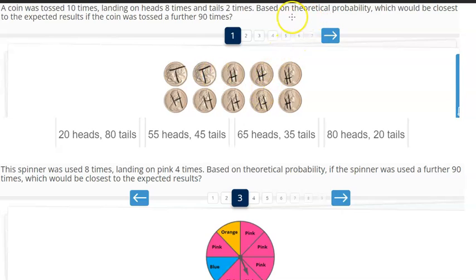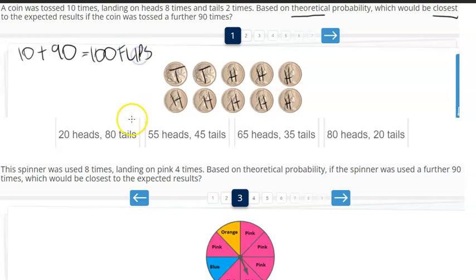So based on theoretical probability, which would be closest, and closest being the keyword, to the expected results if the coin was tossed a further 90 times? So how many times has it been flipped? We've started with 10, and we've done this a further 90 times. So 10 plus 90, all up, we've done 100 flips.